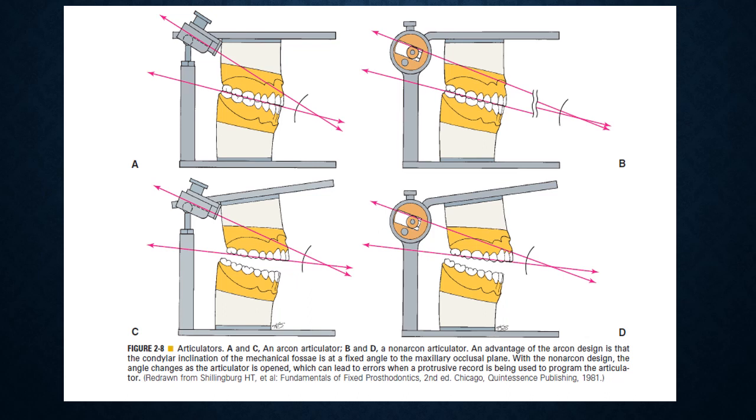What this might cause, when you're programming the condylar inclination using a protrusive record, is some errors in the non-arcon types, but with more approximation to the human being in the arcon articulator. So when you try to do a full mouth rehabilitation or a bridge with a long span, it's advisable to use the arcon articulators to minimize the error in programming the articulators and minimize the error in occlusion.